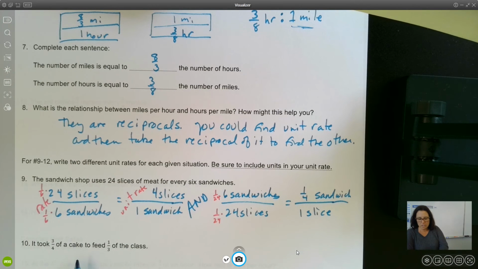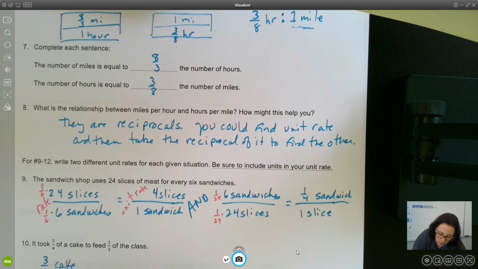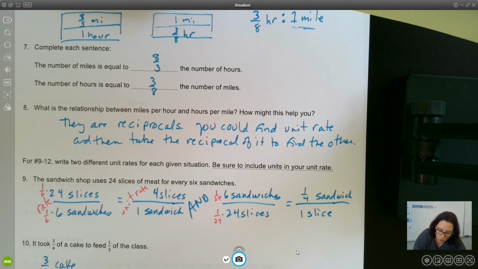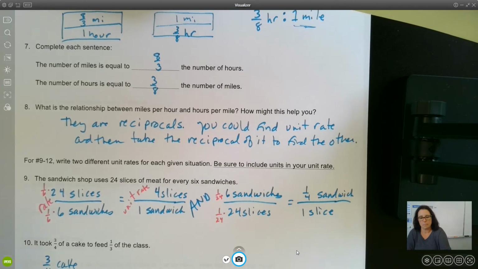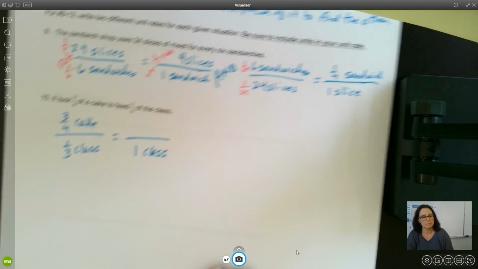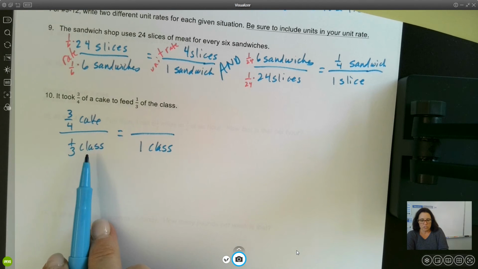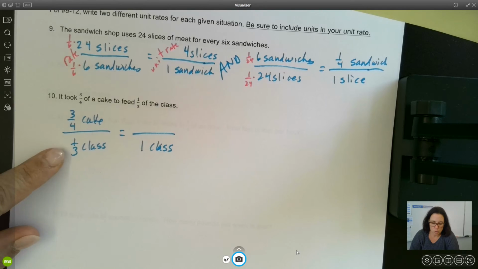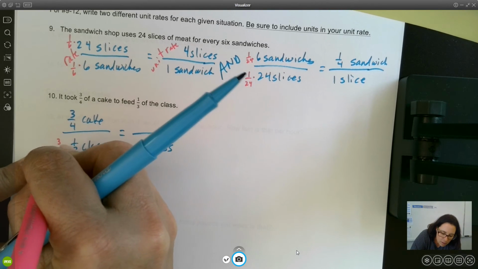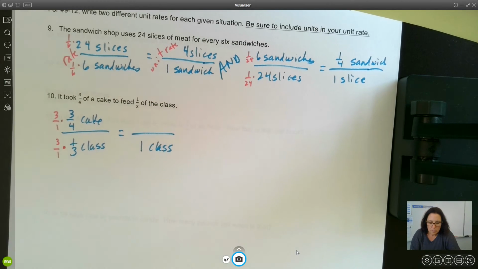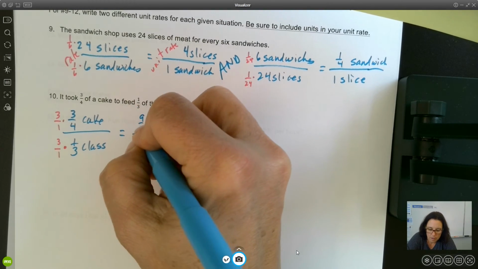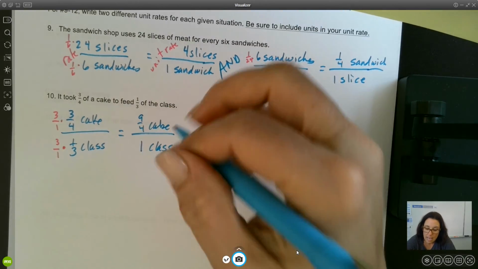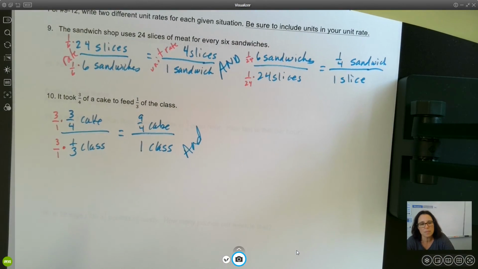Okay, it took 3/4 of a cake to feed 1/3 of the class. So we've got cake over class, 3/4 cake for 1/3 class. We want 1 class. Switch it up again. Cake over class, we want 1 class. To turn this 1/3, so that would be 9/4 cake. Okay, and if you understand the shortcut, you're going to have 4/9 of a class for 1 cake.